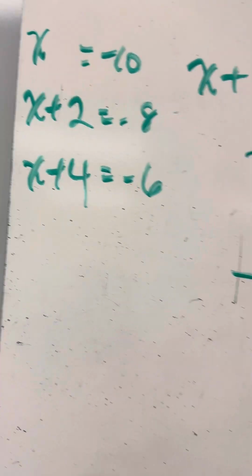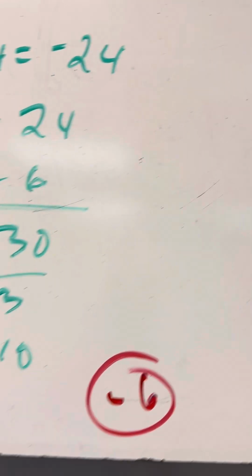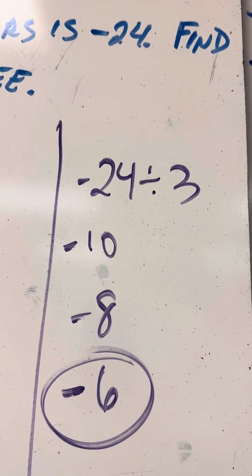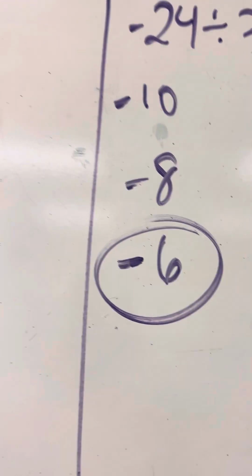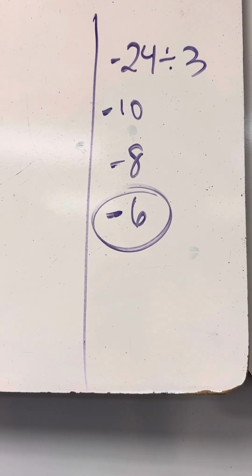What's the greatest of the 3? Negative 6. You can do the same thing here. Take negative 24 and divide by 3. It gives you negative 8. So in this case, you have to add 2 and subtract 2. Okay? The greatest of the 3 is negative 6.